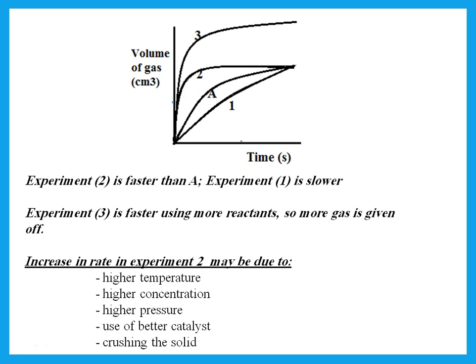So what did we do, for example, in experiment 2 to make the reaction faster? We used higher temperature or higher concentration, or higher pressure if we're talking about gases. Or we used a better catalyst, or we crushed the solid, so now we have a larger surface area. In that case, you get graph 2 instead of graph 1 or graph A.